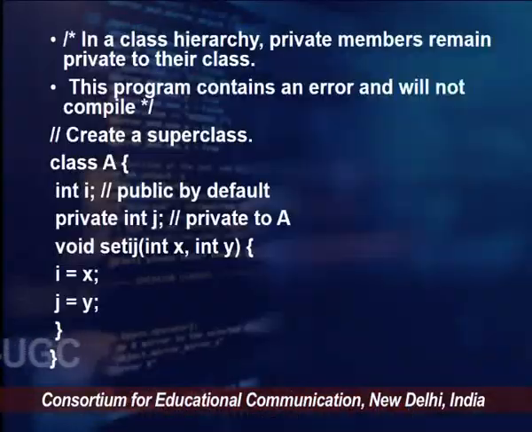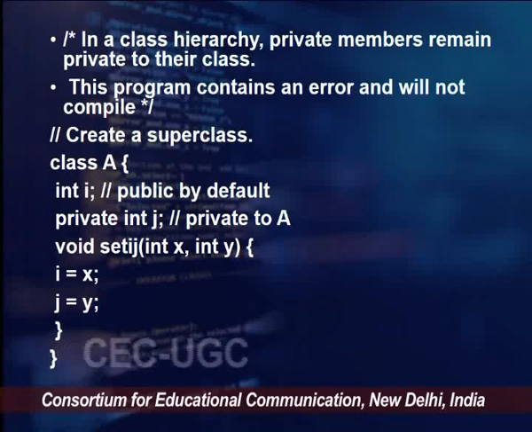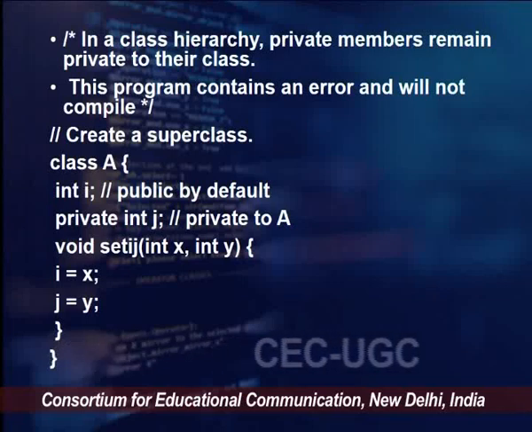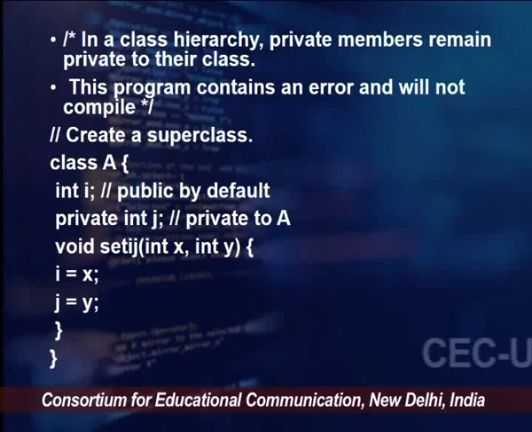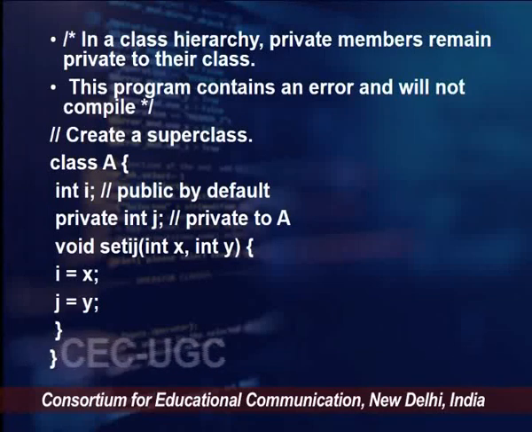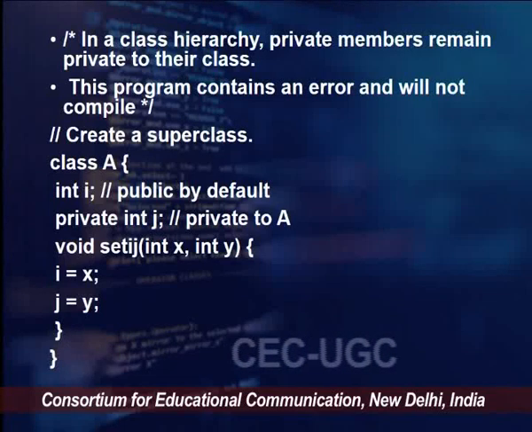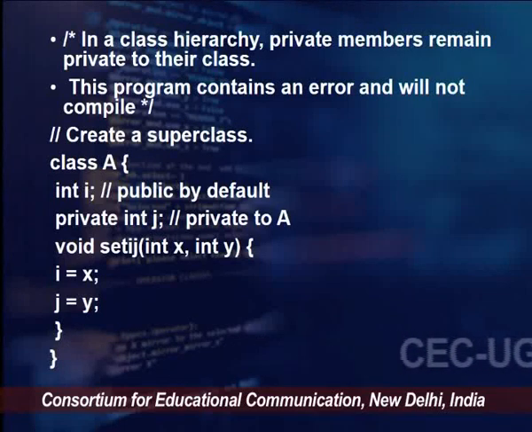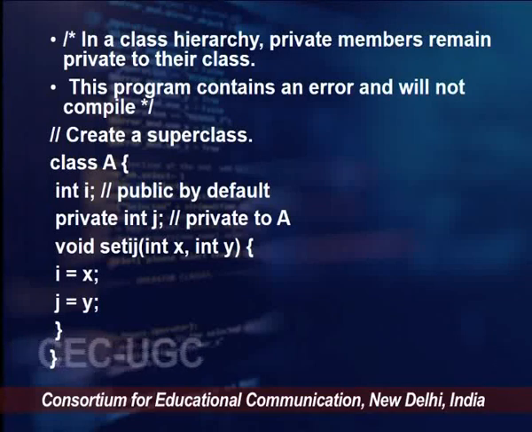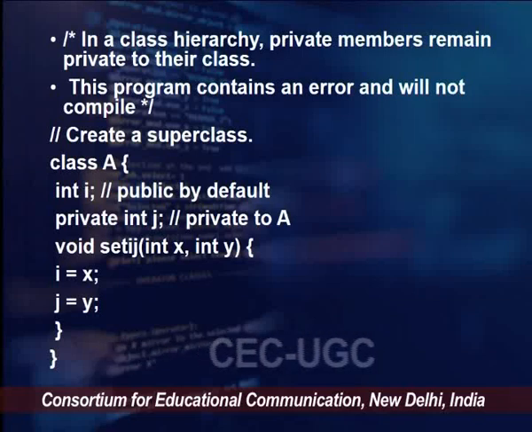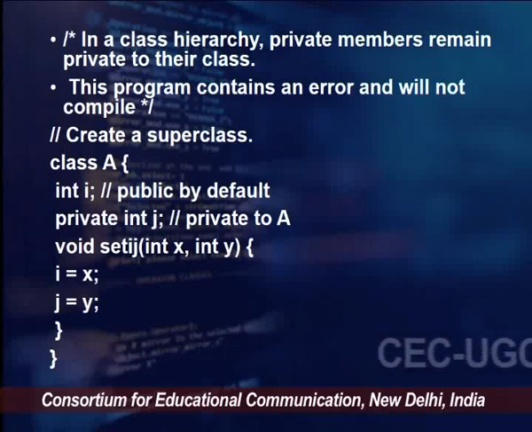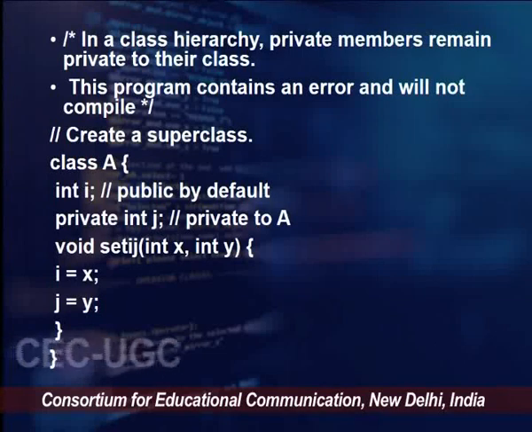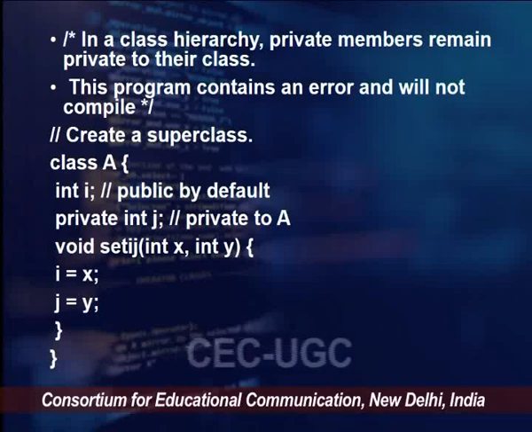And here is a program demonstrating the concept which I have just elaborated. Here we have a class which is a superclass, and this program is deliberately made in such a way that it contains an error and will not compile. Where and how, I'll tell you in a short while. So we create a superclass. We have integer i, which as of now you can say is public, but actually in Java it is package private.